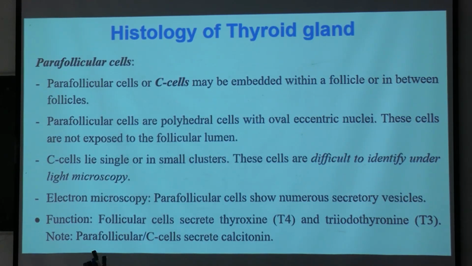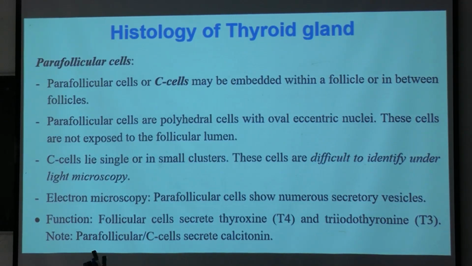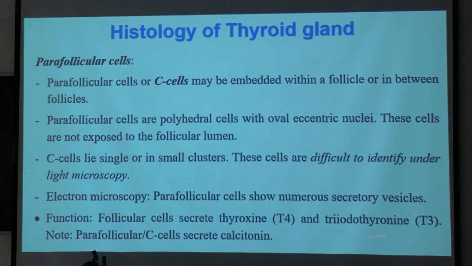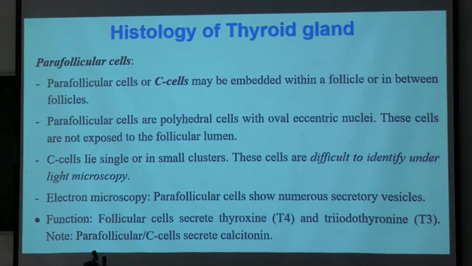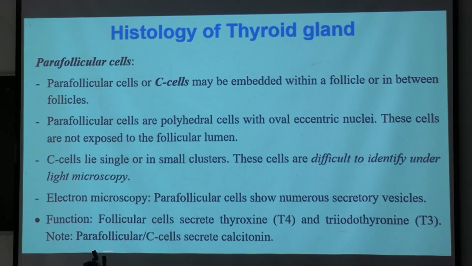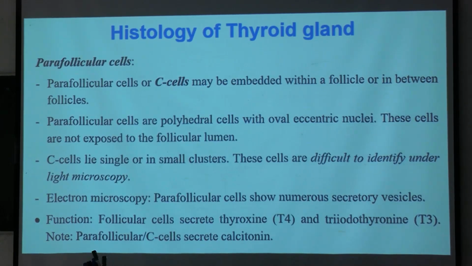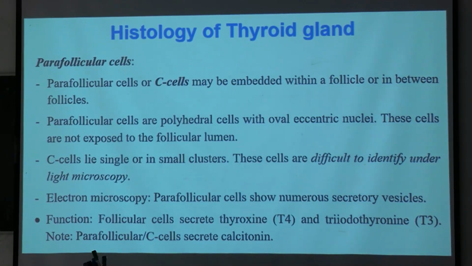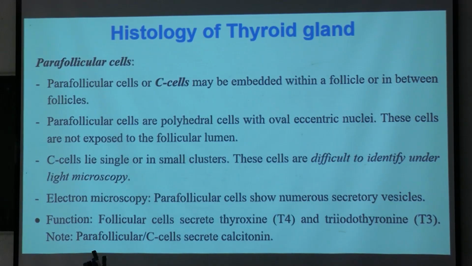Okay. Function, what are the function of this gland? Follicular cells secrete thyroxine, T4 and T3, triiodothyronine, and parafollicular or C cells secrete the calcitonin. Okay, thyroxine is tetraiodothyronine, 4 iodine molecules are there, and T3 is triiodothyronine, 3 iodine molecules are there.